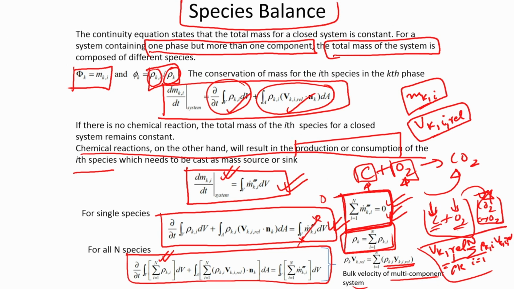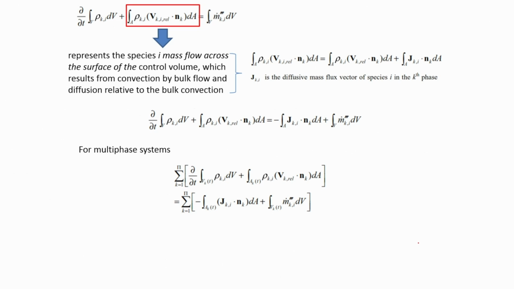So, it is nothing but the density averaged velocity of each of the components. That is the species balance in a nutshell. Now, if you look at this expression, it is not complete yet. The second term on the left hand side represents the species i mass flow across the surface of the control volume, which can result from convection of the bulk flow as well as diffusion with respect to the bulk convection. So, one can be due to bulk convection across the control surface.